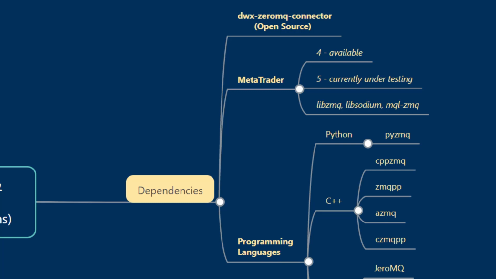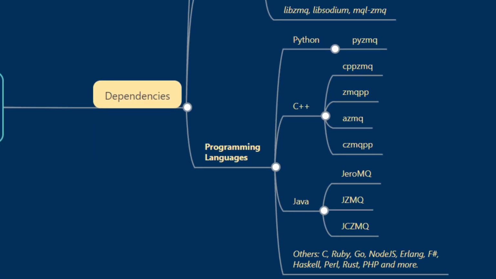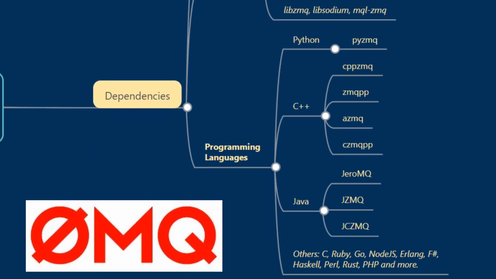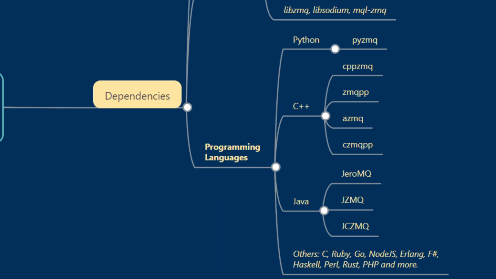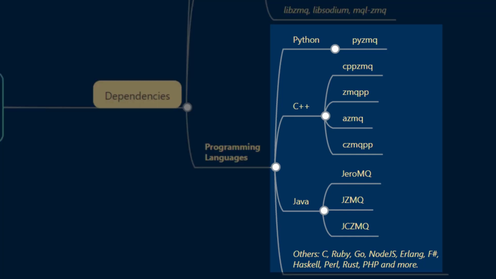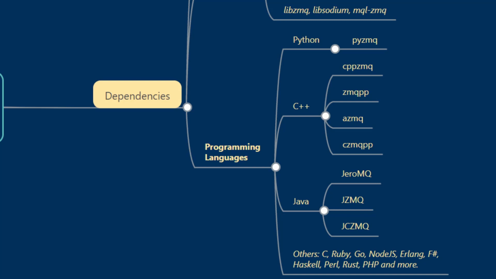In terms of programming languages, one of the components of this project, which is ZeroMQ, is a messaging framework that enables socket I/O communication through various different messaging patterns. Programming languages that currently have bindings for the ZeroMQ framework include Python, C++, Java, and several others, including C, Ruby, Go, Node.js, Erlang, F#, Haskell, Perl, Rust, PHP, and a fair number more.